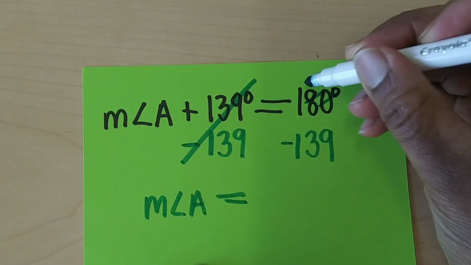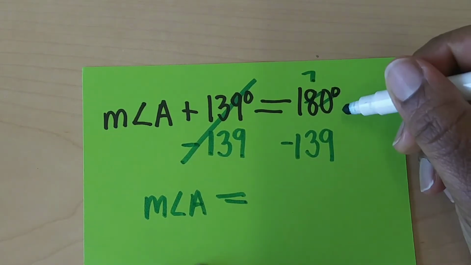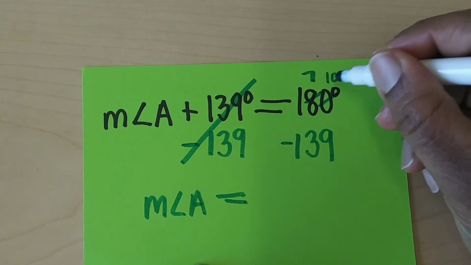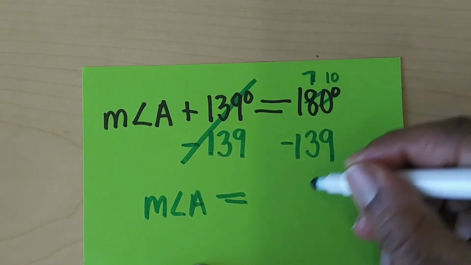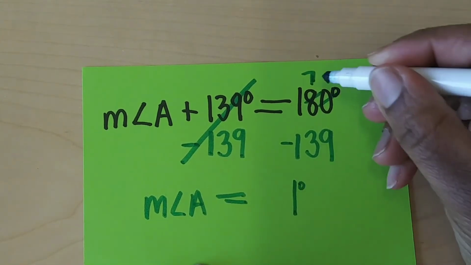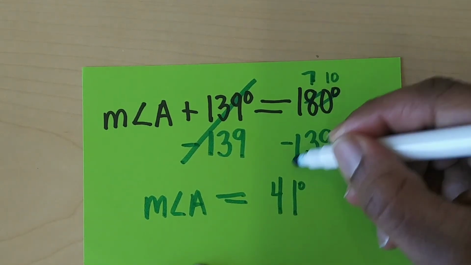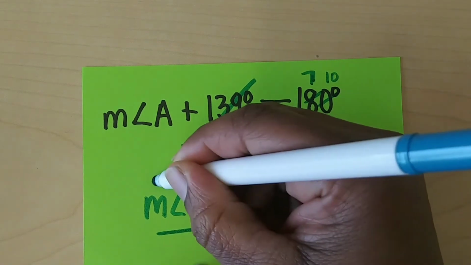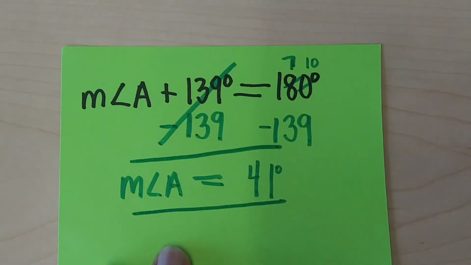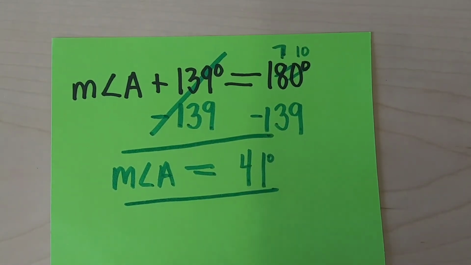I will take one away, unbundle that, and it will become 10. I'll be left with 7. 10 minus 9 is 1 degree. 7 minus 3 is 4. And 1 minus 1 is 0. So this measure of angle A should be equal to 41 degrees.